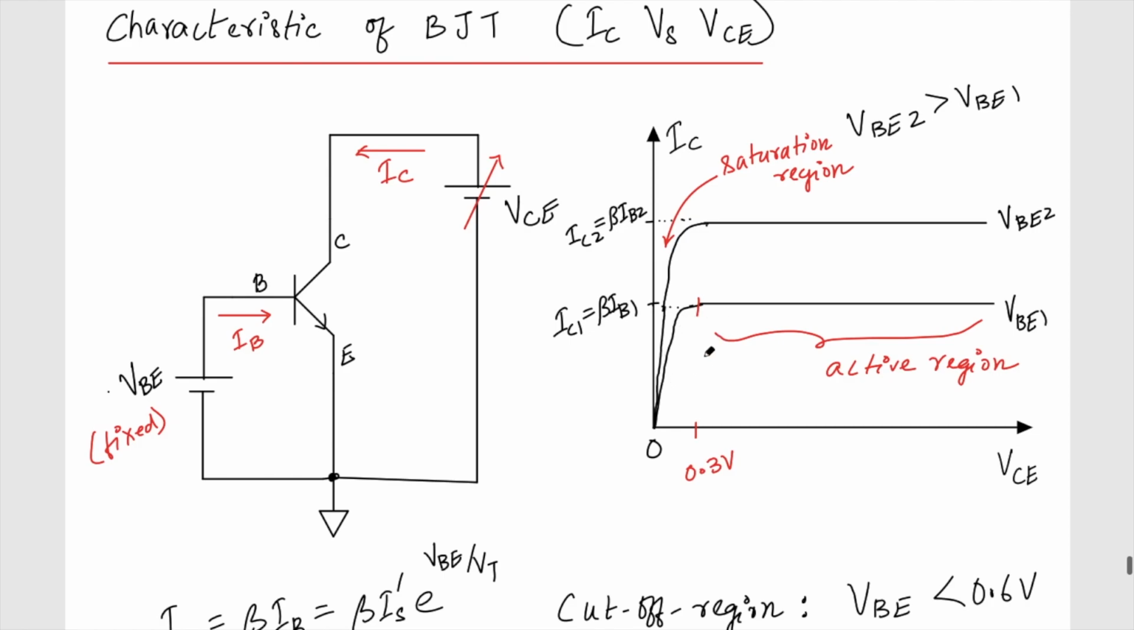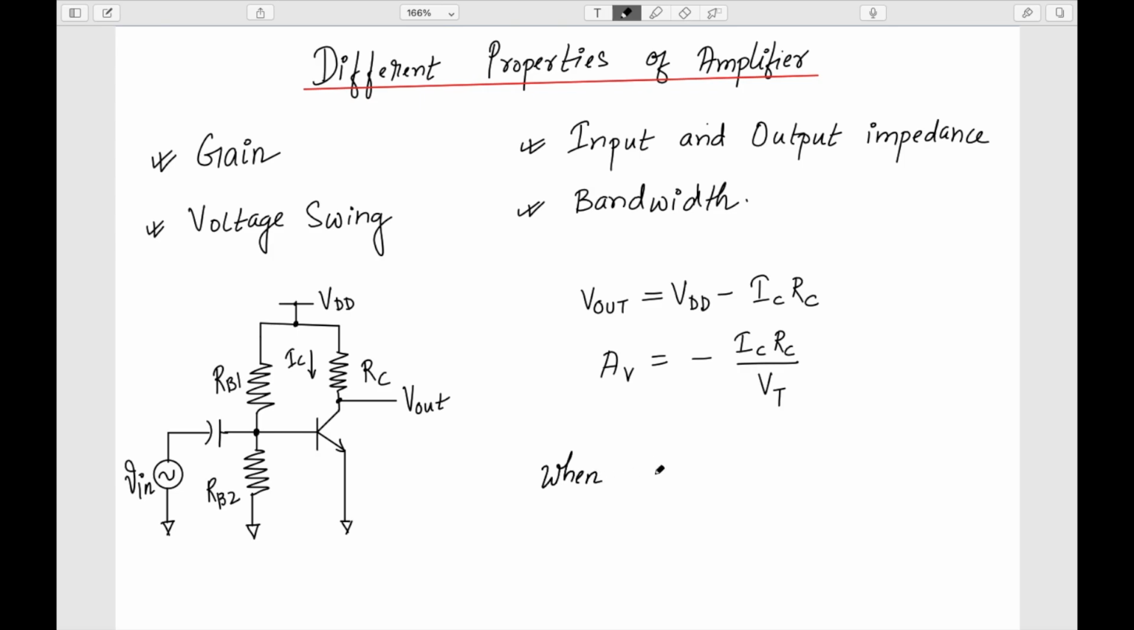For the amplifier to operate properly, we want to keep it in the active region. So this is the minimum voltage that we can allow. When VCE is lesser than 0.3 volt, the transistor goes to the saturation region.